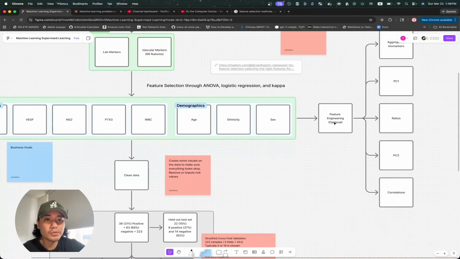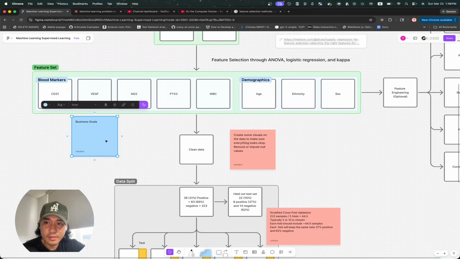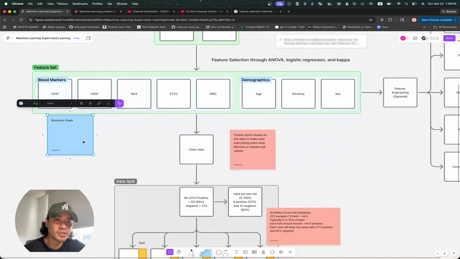I would only go towards feature engineering if you are trying to build a model that's going to be as precise as possible. And if you have more time, and of course, if it's a very risky scenario where you need to have over 99% accuracy, then you can go towards this feature engineering route. Okay, so that connects back to the business goals.